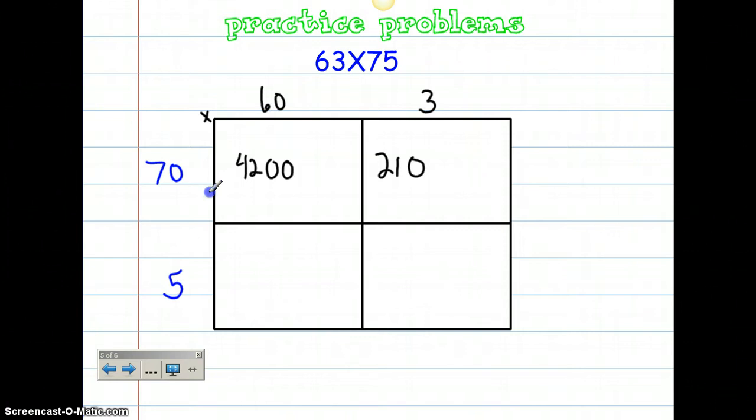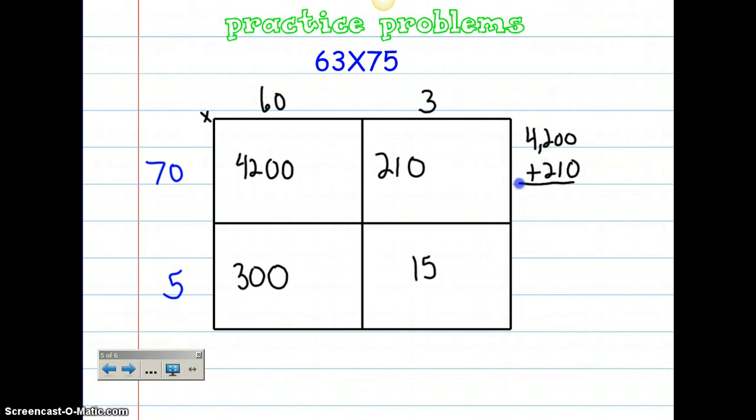60 times 5. Well, I know 6 times 5 is what? 30, and then I'm going to place that 0 at the end. Not add it, I'm placing it at the end, because you do not add a 0, because 30 plus 0 is 30. And last, 5 times 3, that is 15. So I'm going to take 4,200, and I'm going to add that to 210.